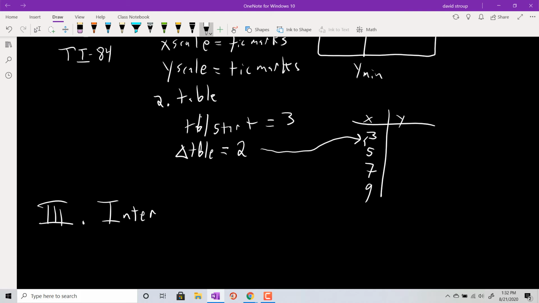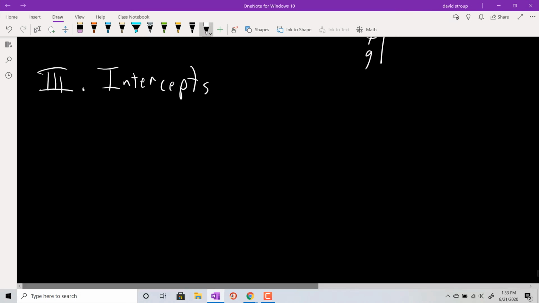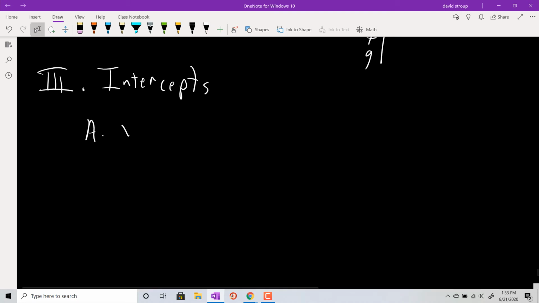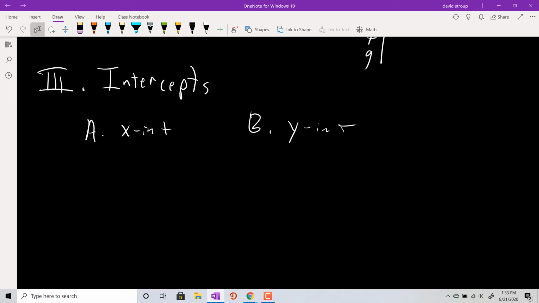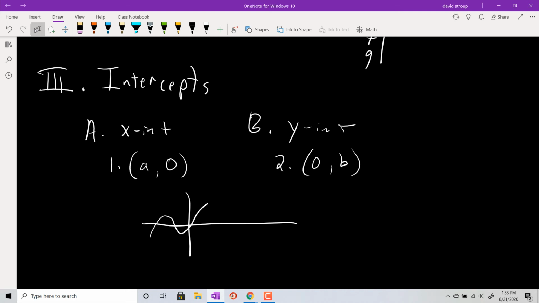Okay, so anyways, let's go back to doing these things by hand. In addition to tables, a quicker way maybe is just looking at the intercepts. This is a quick way to get some of the information about the graph. So first off, the x-intercept, and then secondly, the y-intercept. The x-intercept is where y is equal to 0. So it's an ordered pair where you have some a and then y is 0. The y-intercept is where x is 0, so you have 0 and then maybe some b. Visually, we can draw a picture here, maybe some weird polynomial thing. The x-intercepts are the places where it hits the x-axis.